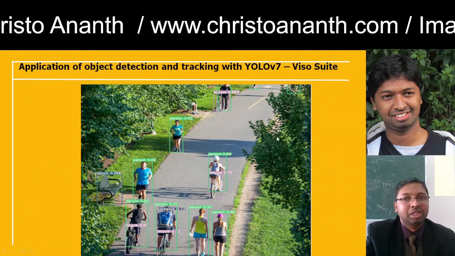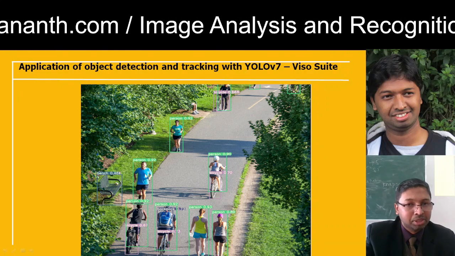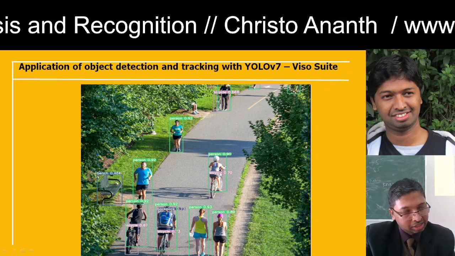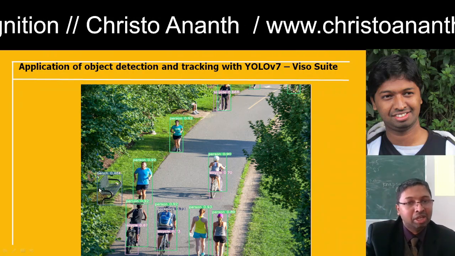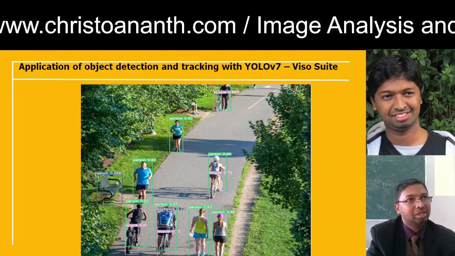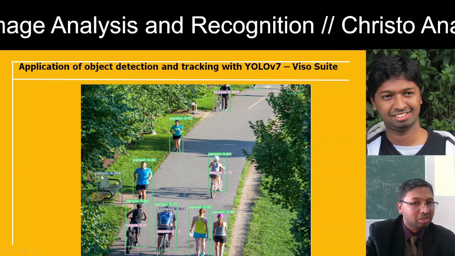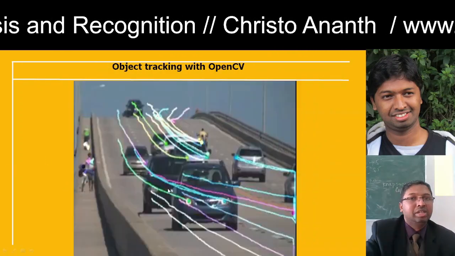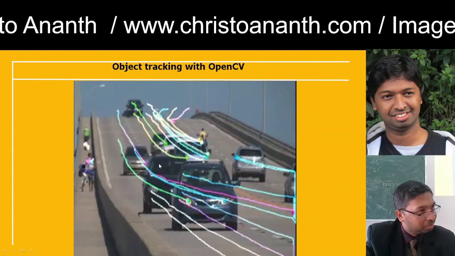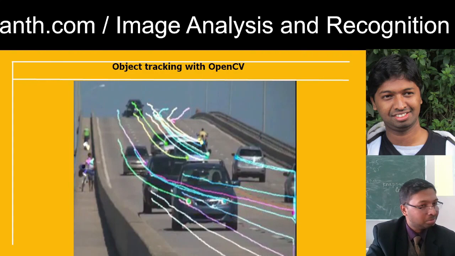This is the application of object detection and tracking with YOLO version 7 VSO suit. If you can see the person, it shows the confidence values as well: 0.92, 0.92, 0.90. Whether they are walking away or coming closer, everything is categorized, and that comes from the software. Here there is also a bench, and it is categorized too. This is object tracking with the OpenCV platform, with different lines categorizing the vehicles crossing.